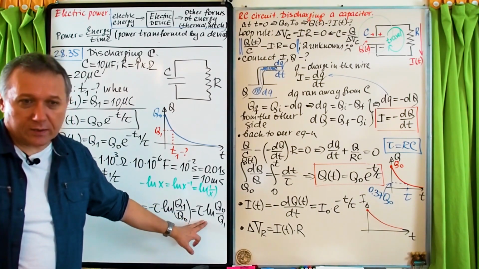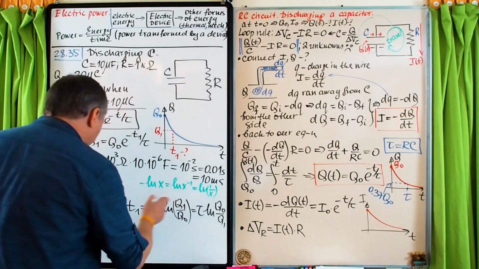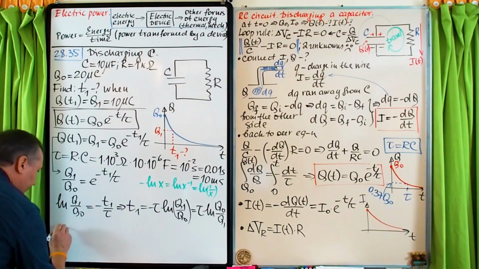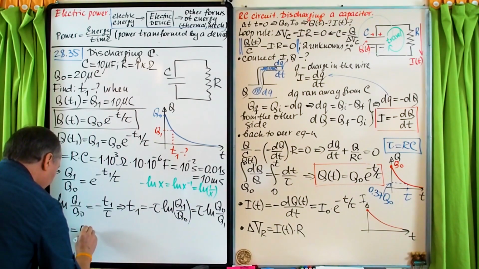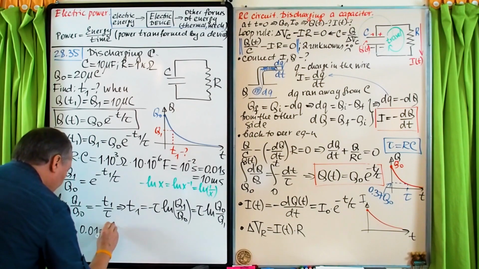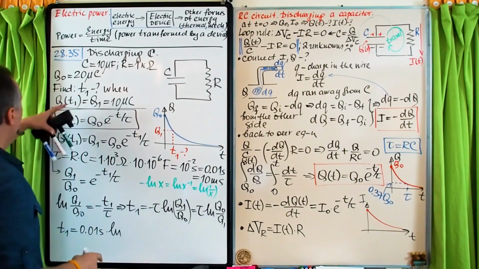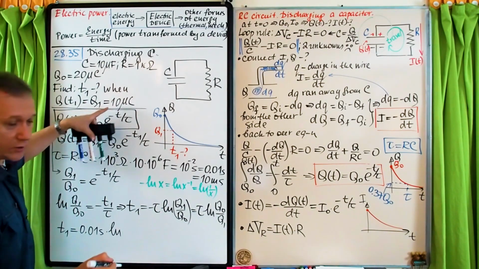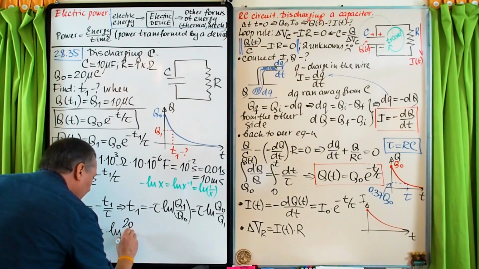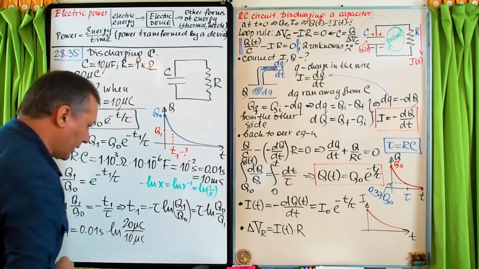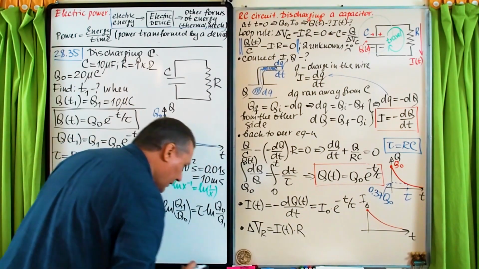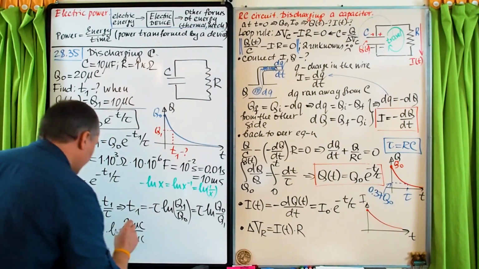So now we just need to plug in numbers. It will be t1 equals tau, which is 0.01 seconds, times natural log of 20 over 10, it's 2. 20 microcoulombs divided by 10 microcoulombs, natural log of 2. You can easily calculate, right? So you will get, let me check my notes, 6.9 milliseconds.